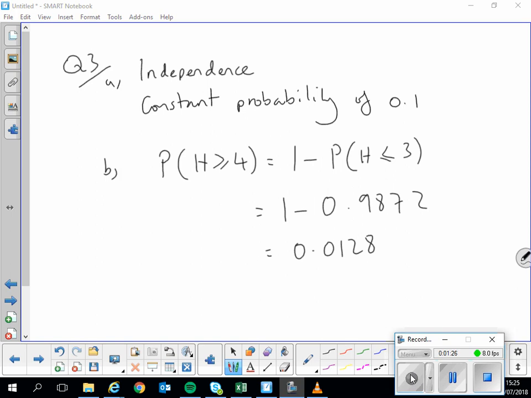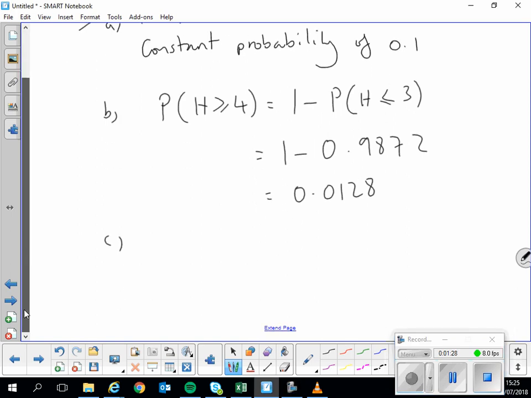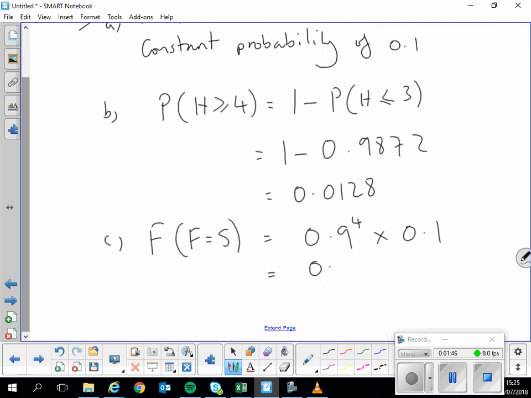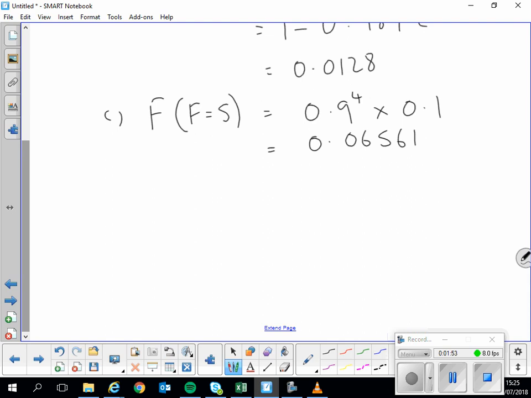Okay, for part C, we want to know the probability that F is equal to 5. That means you get 4 misses followed by a success. So that's 0.9 to the power 4. You've got to have those 4 misses followed by a success, which is 0.1, and that comes to 0.06561.